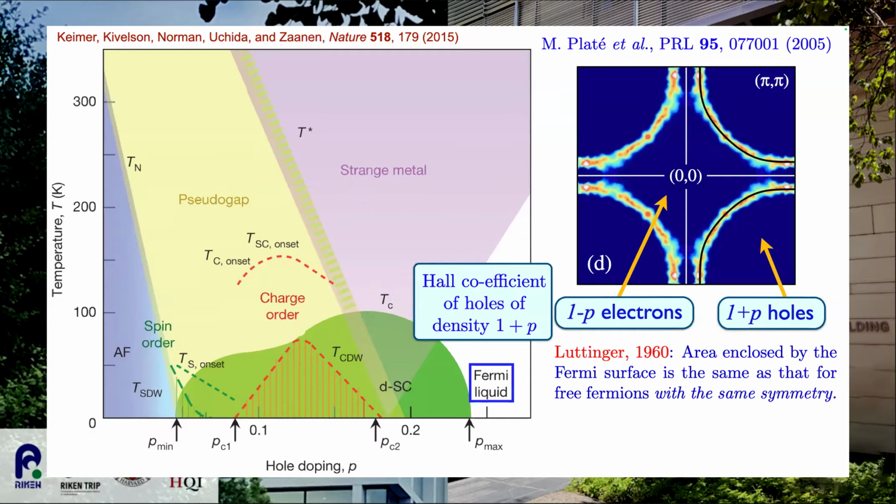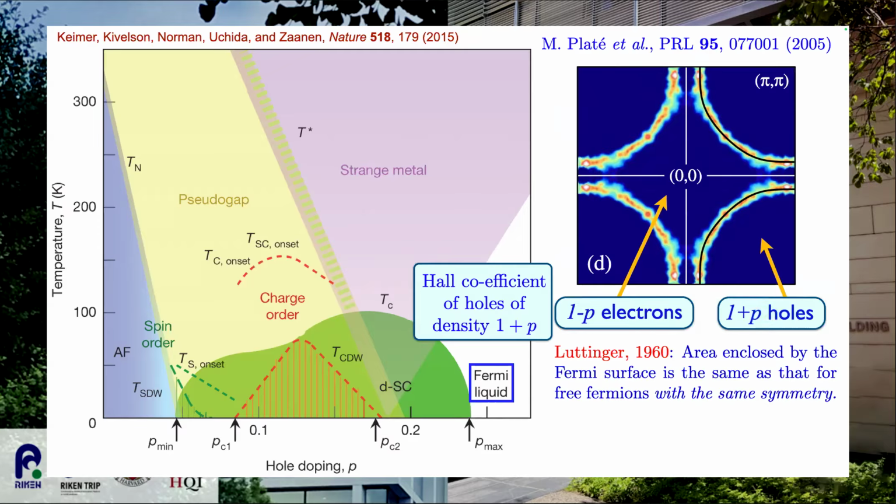Okay, but let's go to the high doping regime where things seem to be extremely well understood. Here you can just imagine you have free electrons. So the total density, I'll speak in terms of holes, the density of holes with respect to the filled band, as you would count in a semiconductor, is 1 plus p. And that's exactly what you see in photoemission. This is the Fermi surface, the boundary between occupied and unoccupied states. And if you look at the area of this region here, it's exactly 1 plus p.